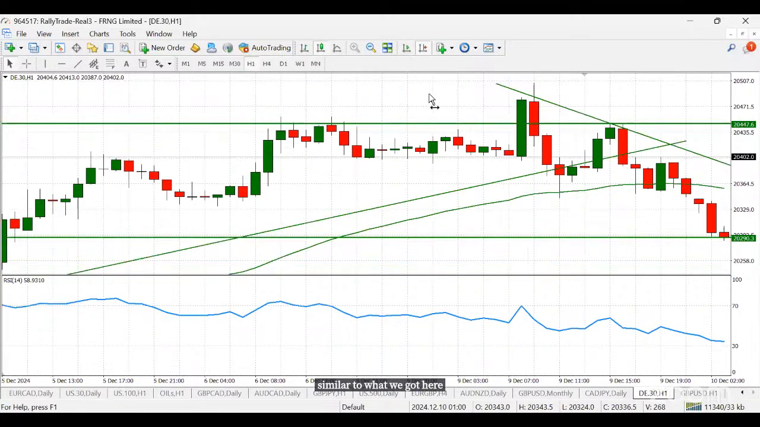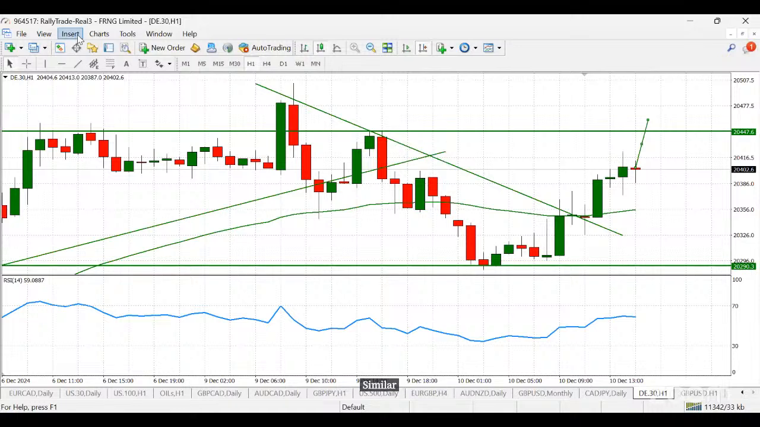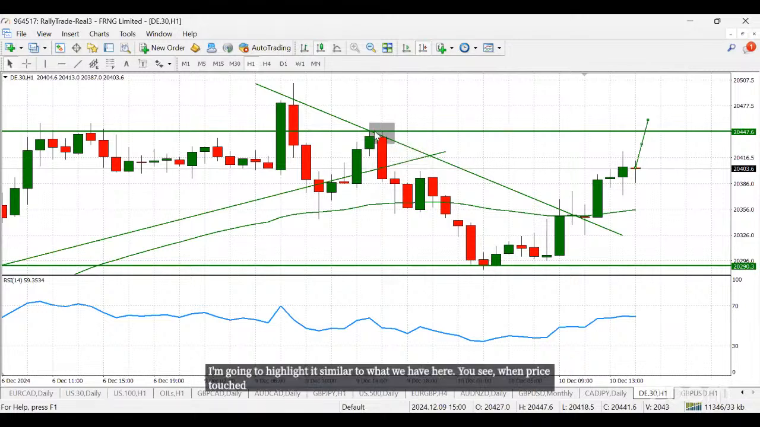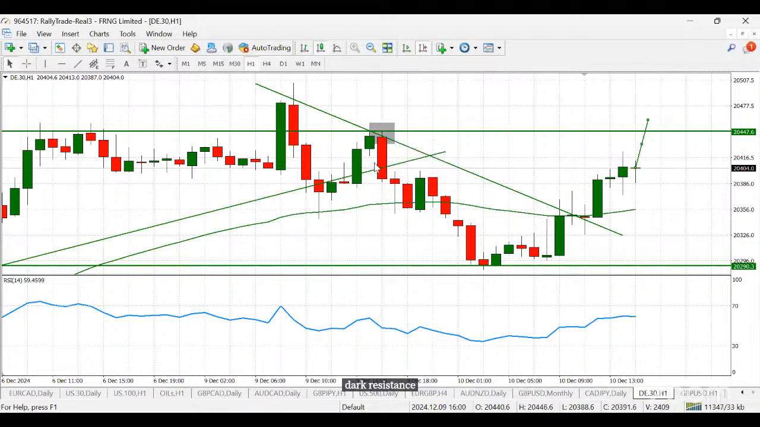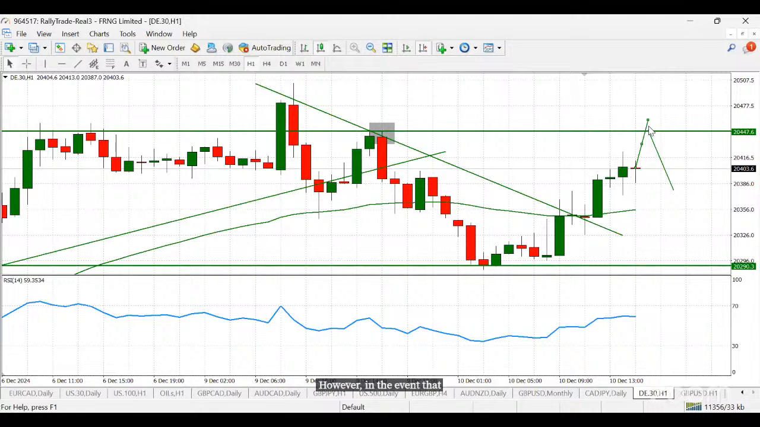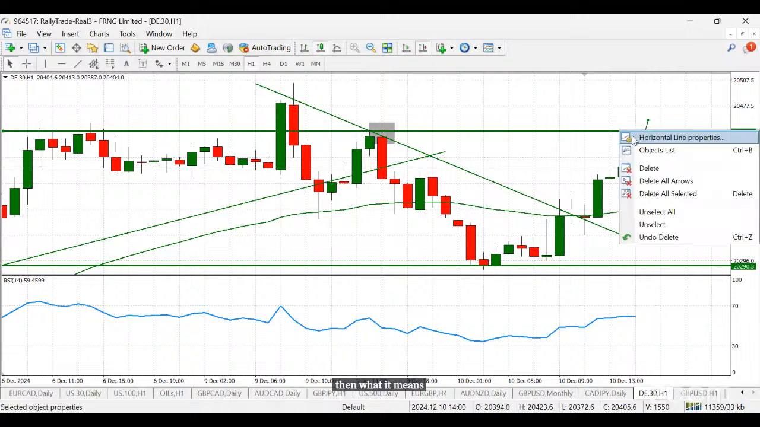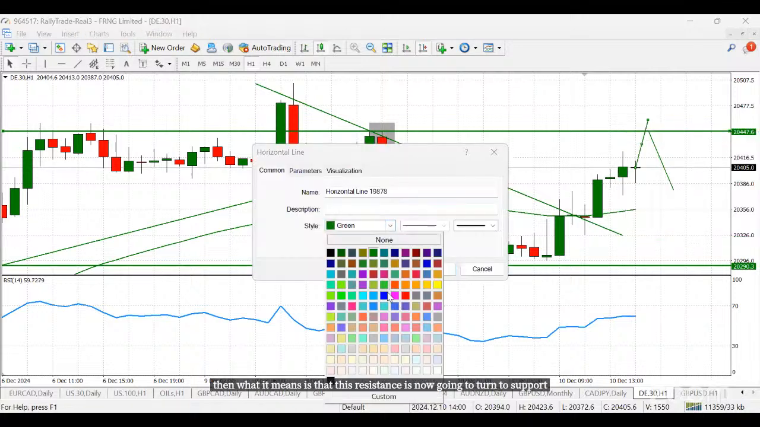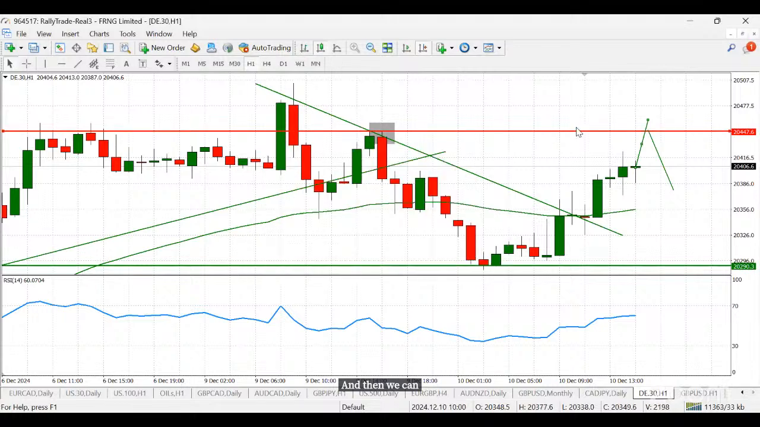similar to what we got here. I'm going to highlight it, similar to what we have here. You see, when price touched that resistance, it gave us a bearish engulfing candle, and then it pushed lower from that point. So if we get a similar pattern here, then we can expect price to fall from that resistance. However, in the event that we now get a close above the resistance, then what it means is that this resistance is now going to turn to support, and then we can buy.